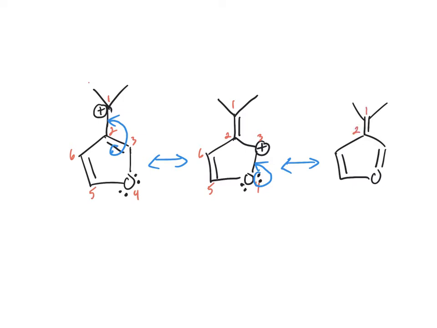1, 2, 3, 4, 5, 6. What am I missing? Plus charge. Plus charge on oxygen, and there's also still a lone pair on that oxygen too. Make sure you get that in there. Excellent. So now we have A, B, and C. Which one is the best structure? What's the best resonance structure? A, B, or C?